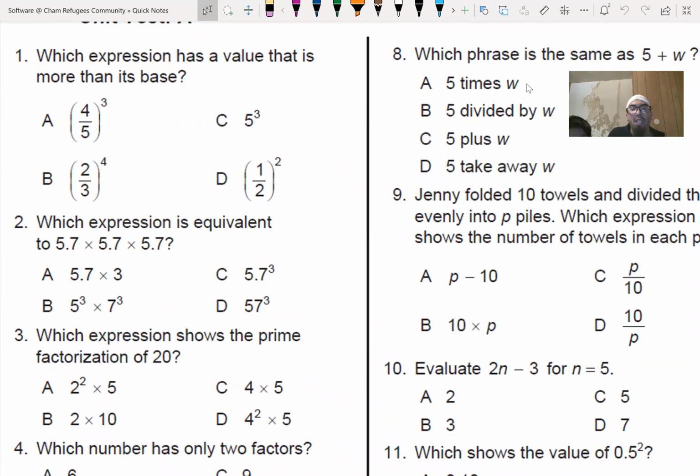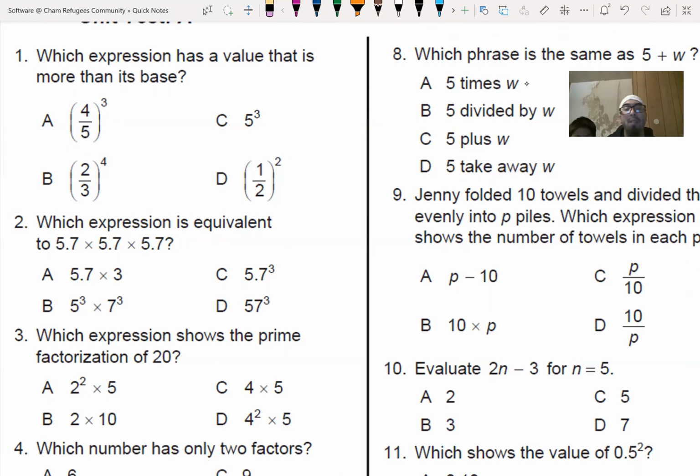says which expression has the value that is more than its base. For this one, you could go ahead and solve it, but you can just use rational thinking to figure it out. Rational thinking is just thinking about it and seeing what makes sense. So which one has a value that's more than its base? If I look at A, B, and D, what do they all have in common? Their bases are all fractions, and each fraction is taken to a power. A power of 2, 4, and 3.